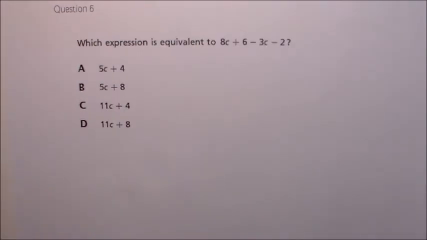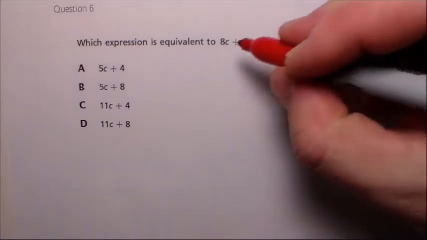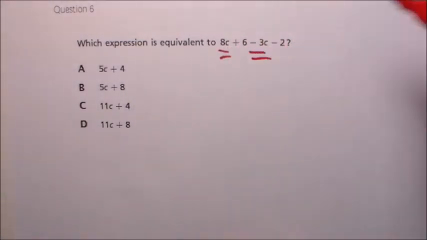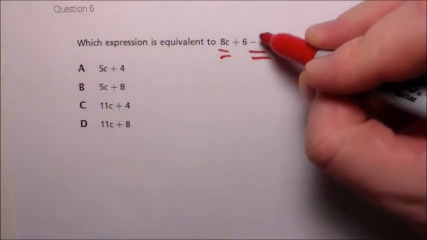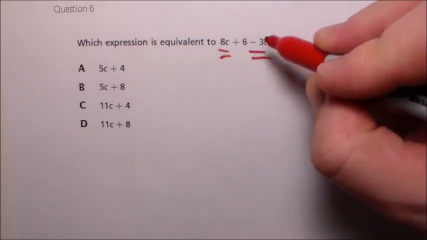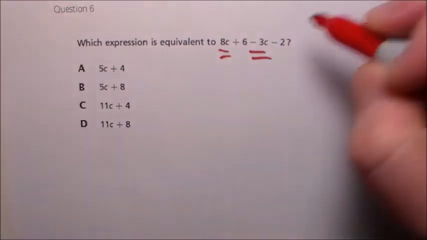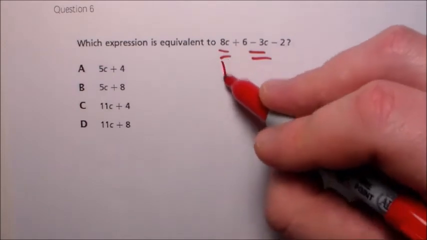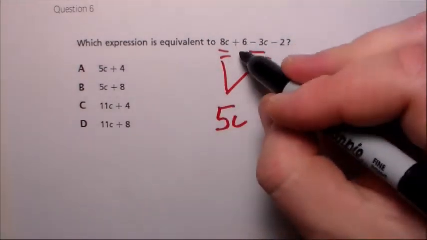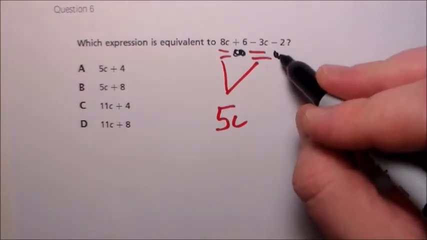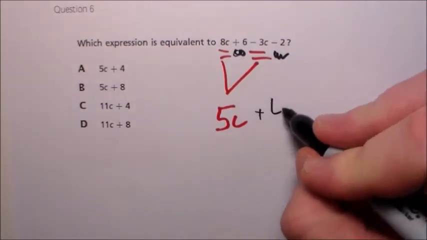These are good practice. We have which expression is equivalent to 8c plus 6 minus 3c minus 2. So we have 8c and minus 3c, right? Because the operation to the left of the term is the one that carries that term either forward or backwards. So we have 8c minus 3c, and that's 5c. And we also have plus 6 minus 2. Plus 6 minus 2 is plus 4.